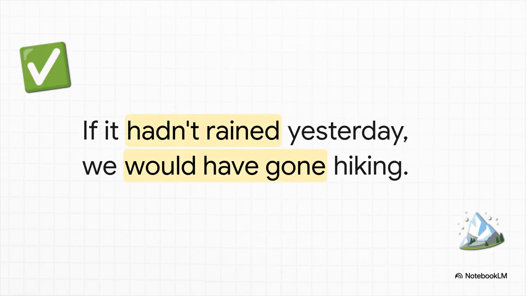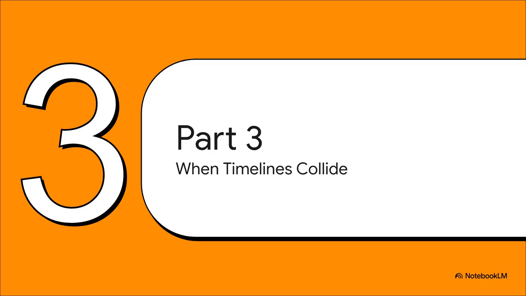And there it is. If it hadn't rained, that sets our past condition. And we would have gone, that's our imagined result. So in reality, it poured, and you were stuck at home. But with just one sentence, you've literally gone back and changed the weather. That's power.